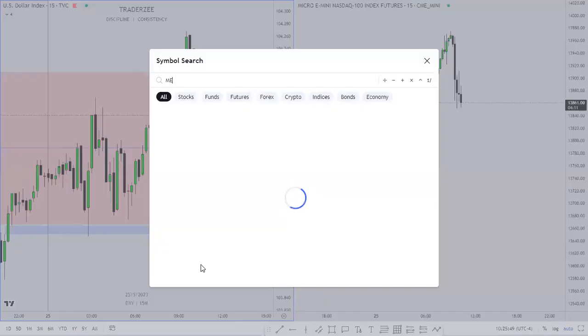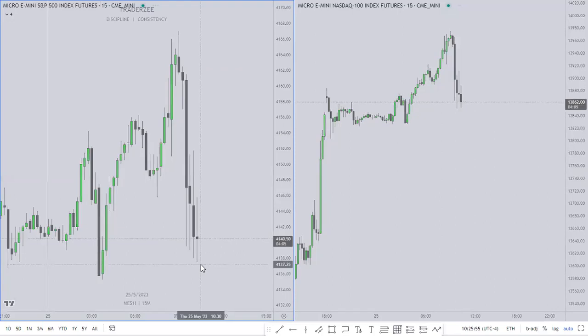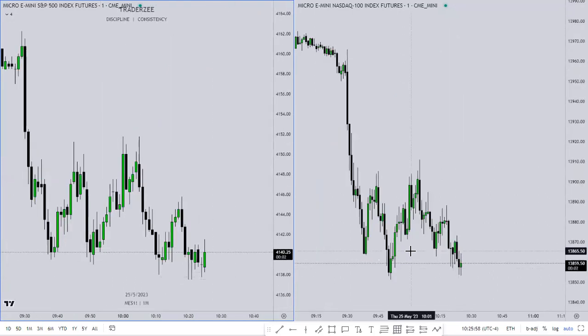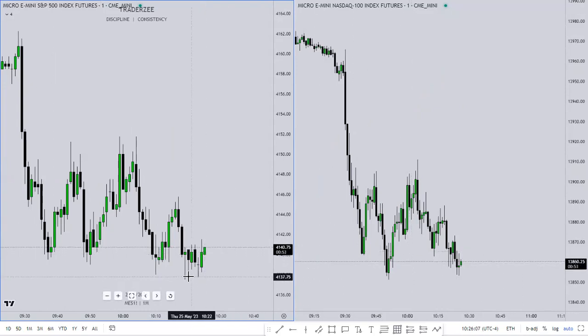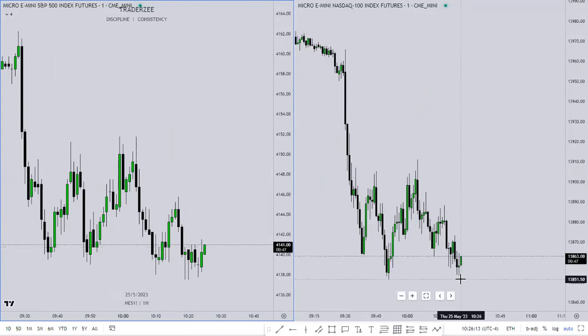Let's go back to the ES. Now, ES made a higher low here, and NASDAQ made a lower low here. So this is something that, you know, let's see. Let's see. We have a volume imbalance on the 5-minute chart on ES.